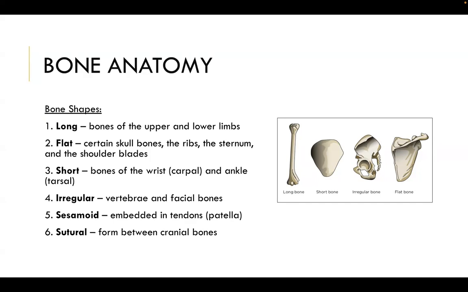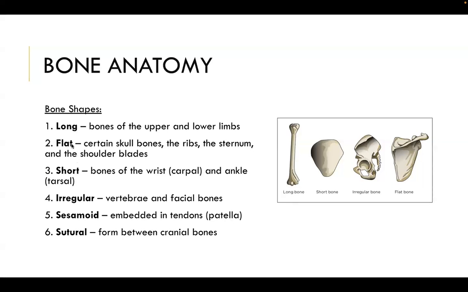Short bones have equal dimensions in all directions and are suited to allow for flexibility. So short bones will include the bones of the wrist and the ankles. So carpal bones are your wrist bones, and tarsal bones are your ankle bones.